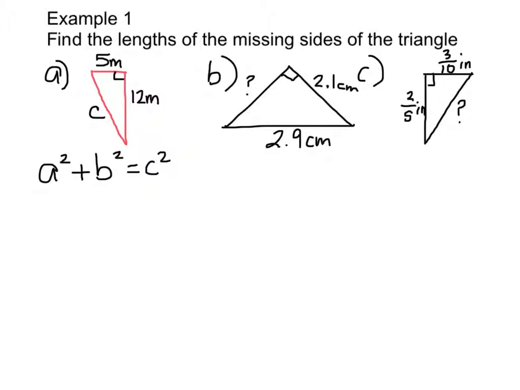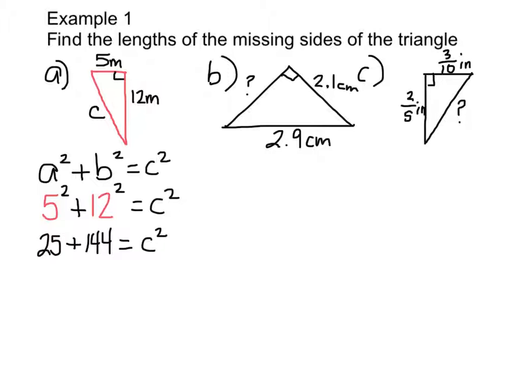Well, we first have to identify what the sides are. So here's our right angle. The two sides that make that right angle are 5 and 12. So therefore, the 5 and 12 can be plugged in for A and B. Now they can be switched around as well. Equals C squared. So let's solve the equation. 5 to the second power is 25. 12 to the second power is 144, equals C squared. 25 plus 144 gives us 169, equals C squared.